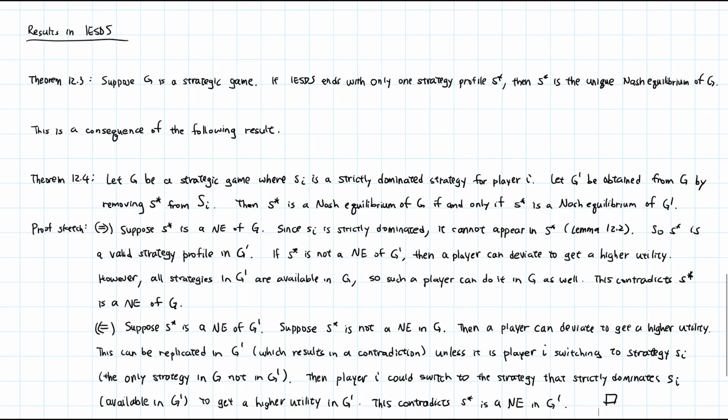We will leave the formal proof of this and the proof that this implies IESDS produces a unique Nash equilibrium as exercises. In the next lecture, we will explore a similar idea to strict dominance with weak dominance.